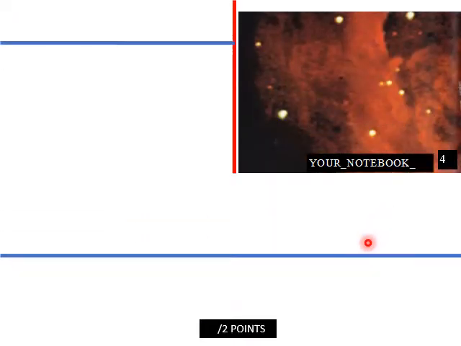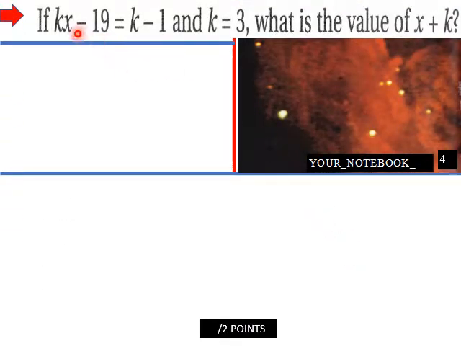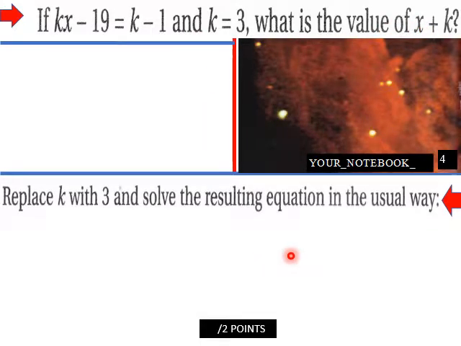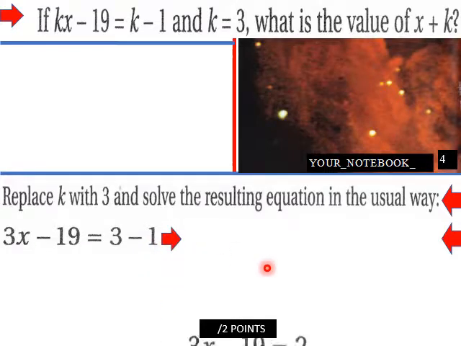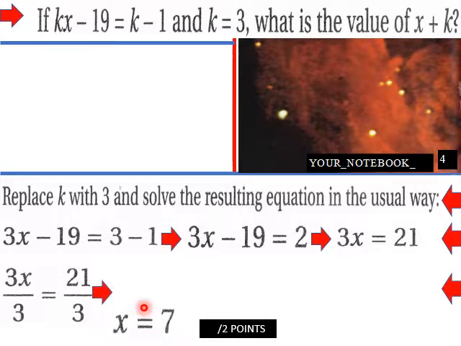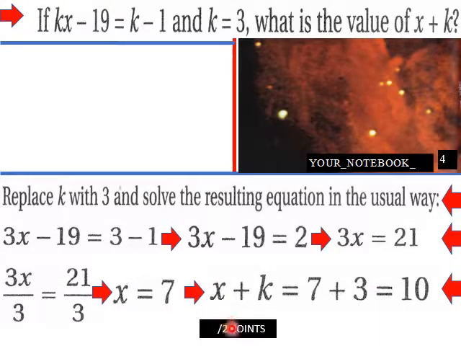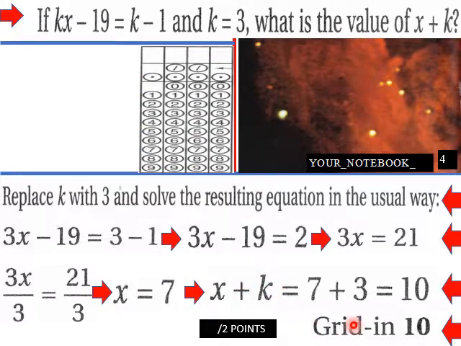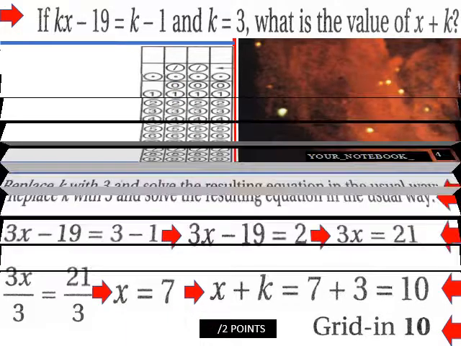And then for page 4 in this, if kx minus 19 equals k minus 1 and k equals 3, what is the value of x plus k? So replace k with 3 and solve the resulting equation in the usual way. 3x minus 19 equals 3 minus 1. Then we just solve for x here. We get 3x equals 21, and then we get x equals 7. So x plus k equals 7 plus 3 equals 10. So basically we have to solve two equations there. 1, 0 is the way that would be gridded.